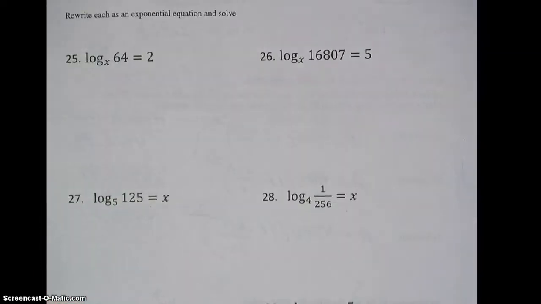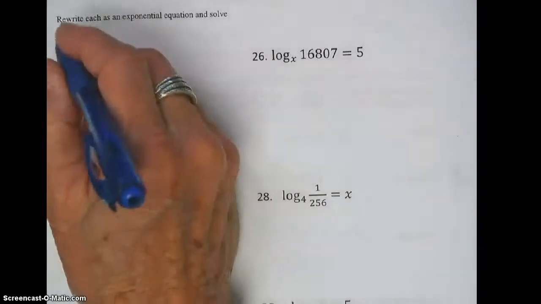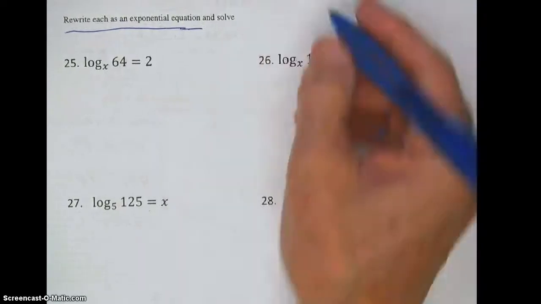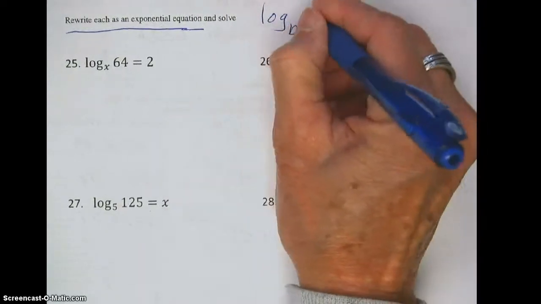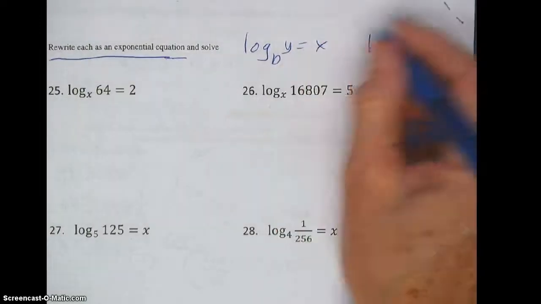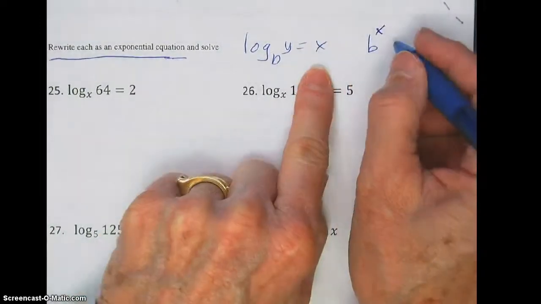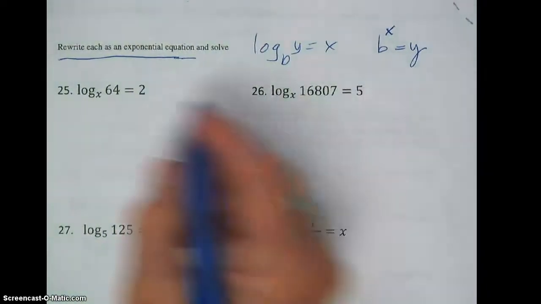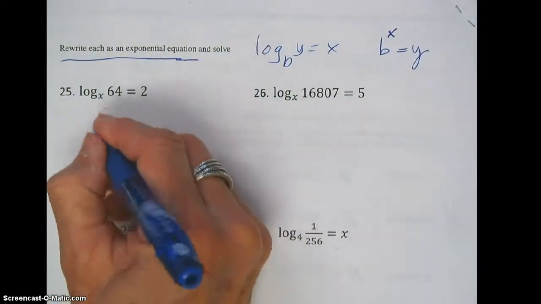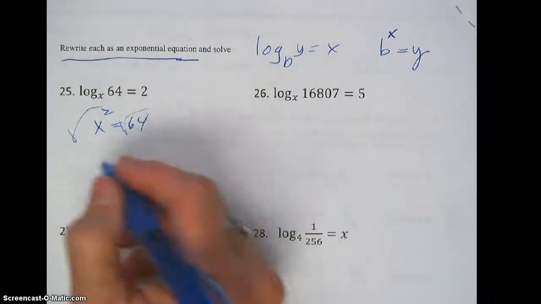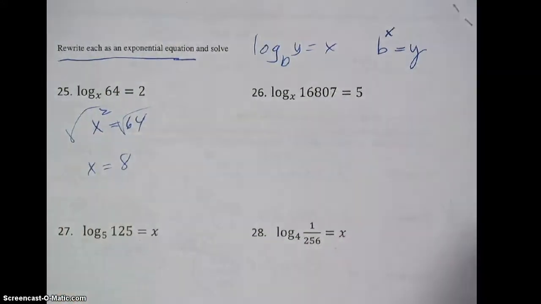The last section for this test is solving for logarithms, and there's a two-step process for this: rewrite into exponential and then solve. So again, you're going to use that log base b of y equals x, translates to how b is my base, the thing on the other side of the equal sign is my exponent, and the argument is what it equals. So if I do that for 25, I get x squared equals 64. Take the square root of both sides, x will equal 8.